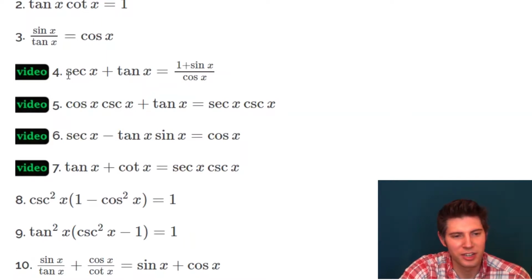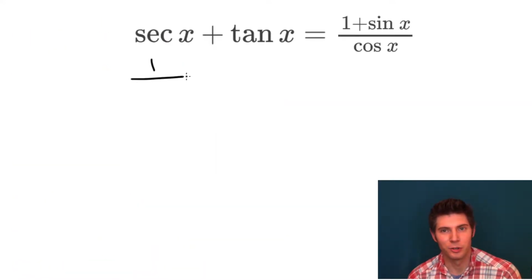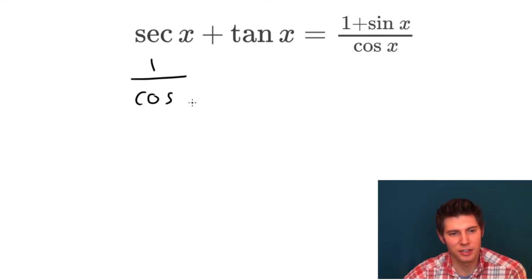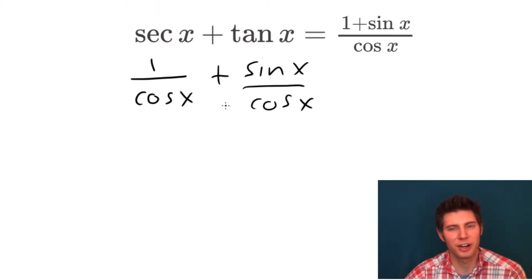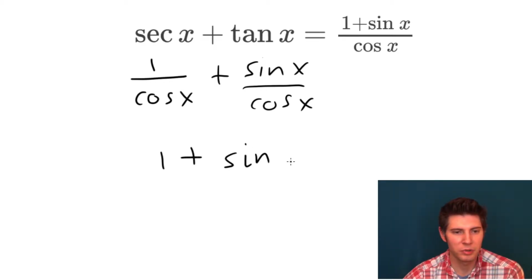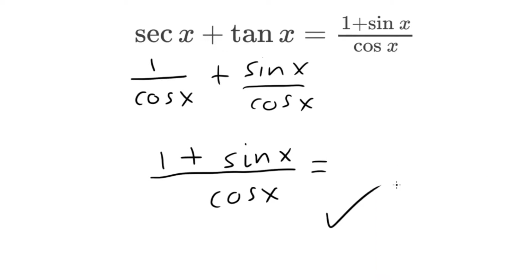So for number 4, secant x plus tangent x equals 1 plus sine x over cosine x. This one looks a little crazier. So for this one, we'll rewrite everything in terms of sine and cosine again. So secant x is 1 over cosine x, and tangent is sine x over cosine x. Now looking at this, we have two fractions with a common denominator, so we can combine them into a single fraction with the same denominator. This will be 1 plus sine x all over a single cosine x. And that's what we wanted to prove. Check.